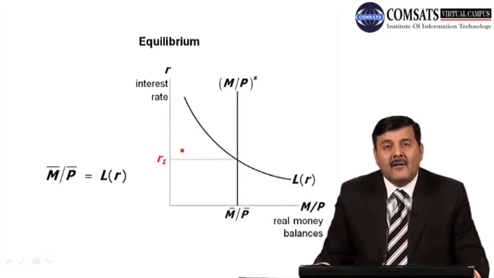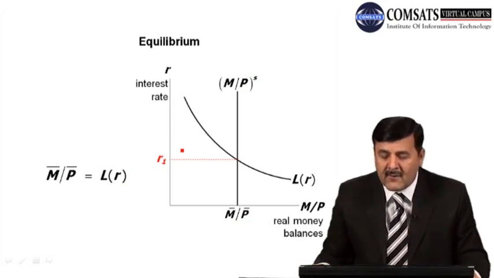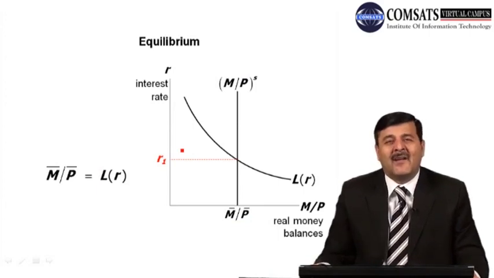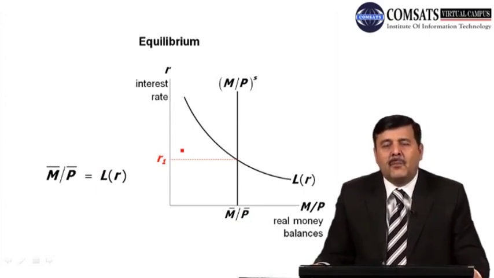If you look in this slide, which is in front of you, we are measuring interest rate on the y-axis, demand and supply of real money balances on the x-axis. We have a money supply curve which is given, which is vertical. We have a negatively sloped money demand curve, as we have discussed in the previous slide.